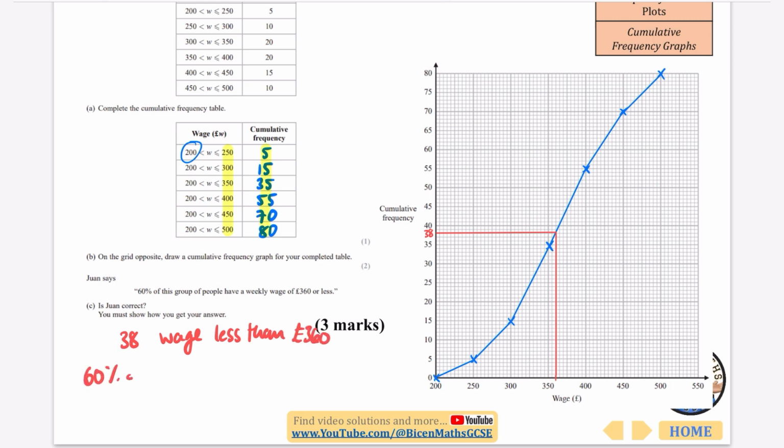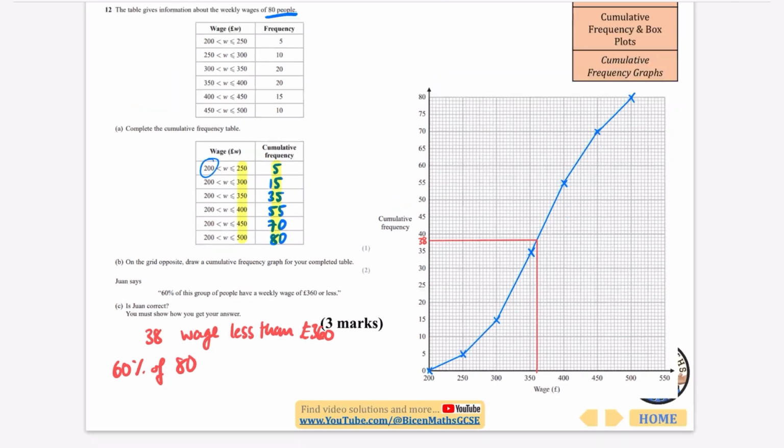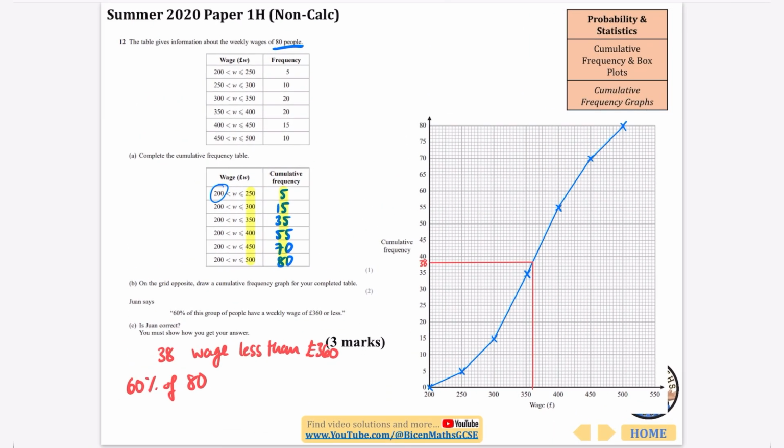If we do 60% of our group, which is 60% of 80, this is a non-calculator one, so we'll say that 10% of 80 is 8, which means 60% is 6 times 8, and 6 times 8 is 48. And we've said that there's 38, so is he correct? He said that 60% of them have a work. Is it correct? We're going to say no, 38 is lower than 48. So actually it's lower than 60%, it's not 60%, it's even lower.